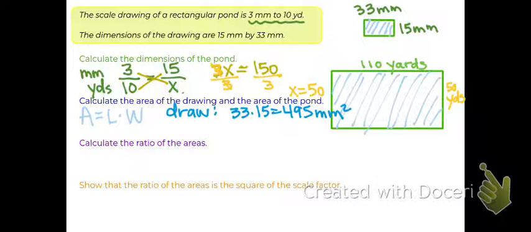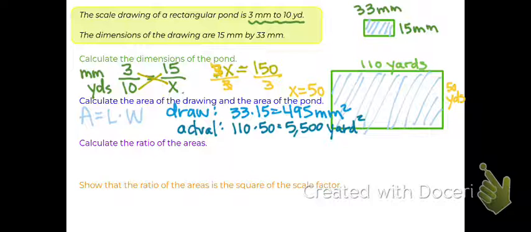Now let's look at the actual pond. So the length for this one is 110 and the width is 50. If we multiply those, we end up with 5,500 yards squared.